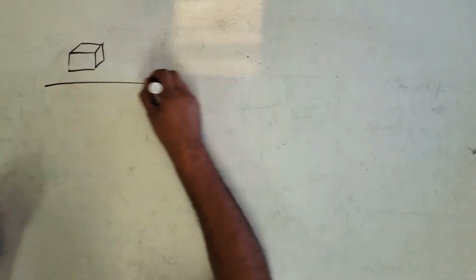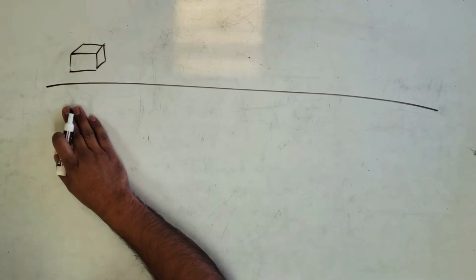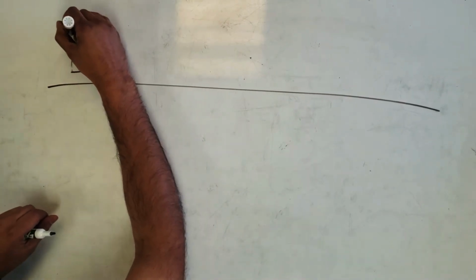Alright, stop. Okay, so we have a rectangular prism. That's going to be the first one.